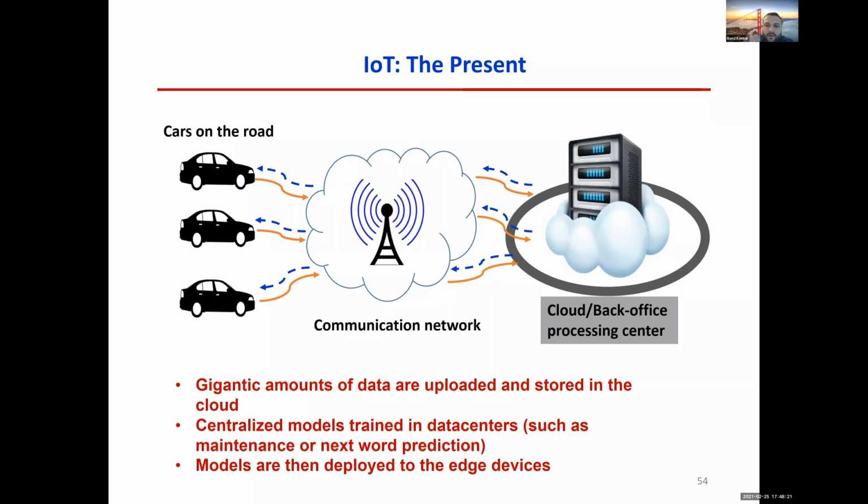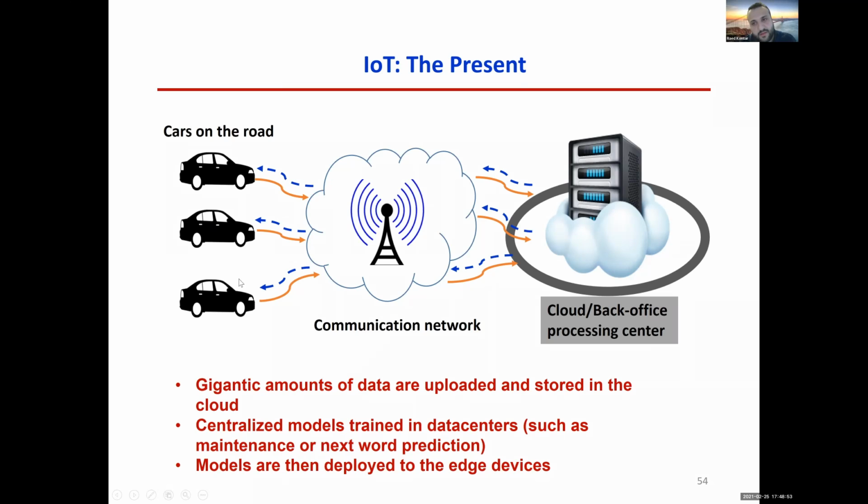The current IoT system that I presented is a system where we have devices or clients. These devices upload their data to a cloud or a data center, and all the data analytics is basically done in the data center. This is what we call centralized model training. We have gigantic amounts of data uploaded to the cloud, and then these big models are learned on the cloud, and these models are then deployed to the cars on the road.